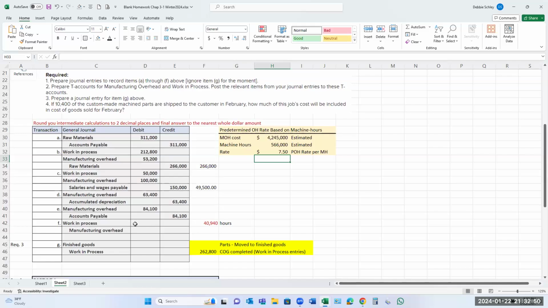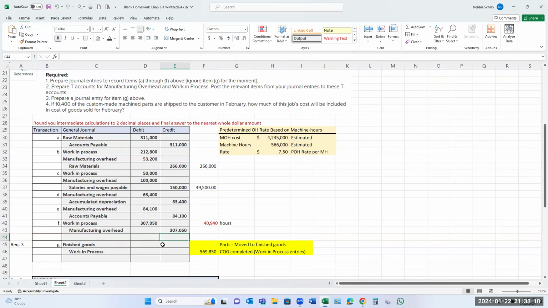Now, for F, I can take the number of hours they told me were actual times the predetermined overhead rate. And then it's the same number into or out of manufacturing overhead. So work in process, manufacturing overhead. Okay.